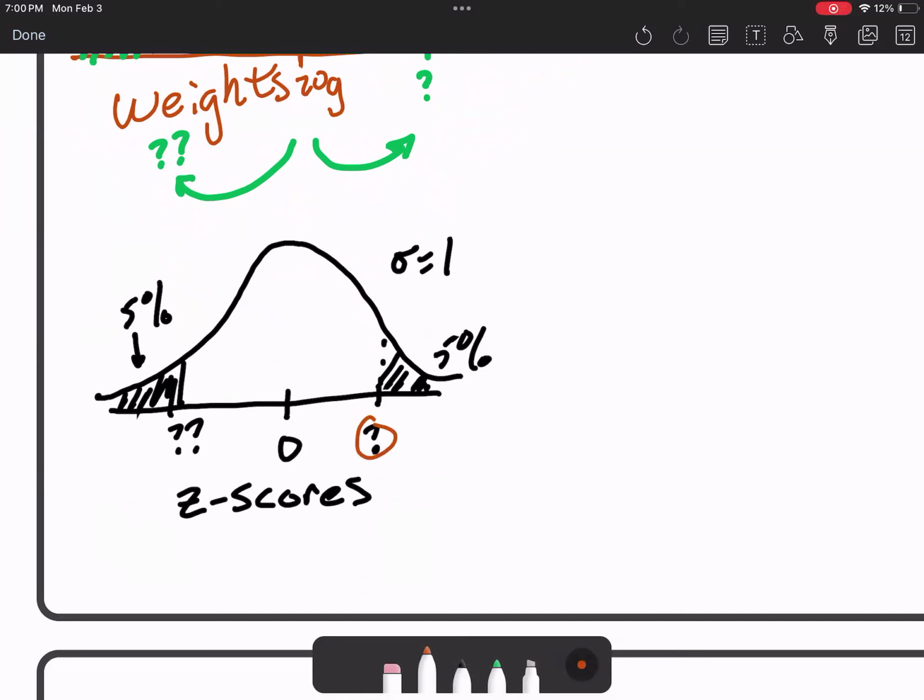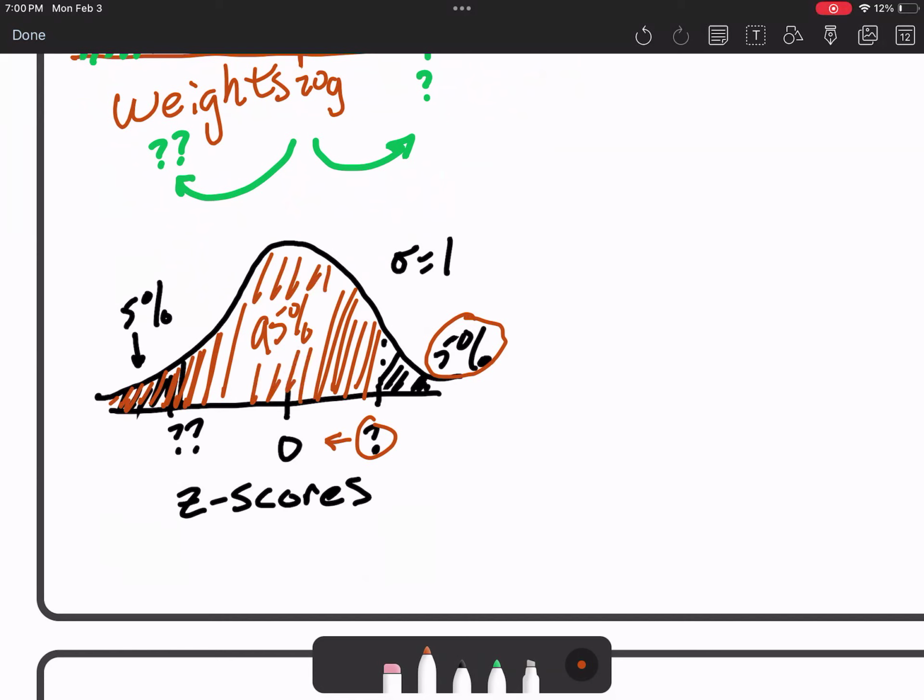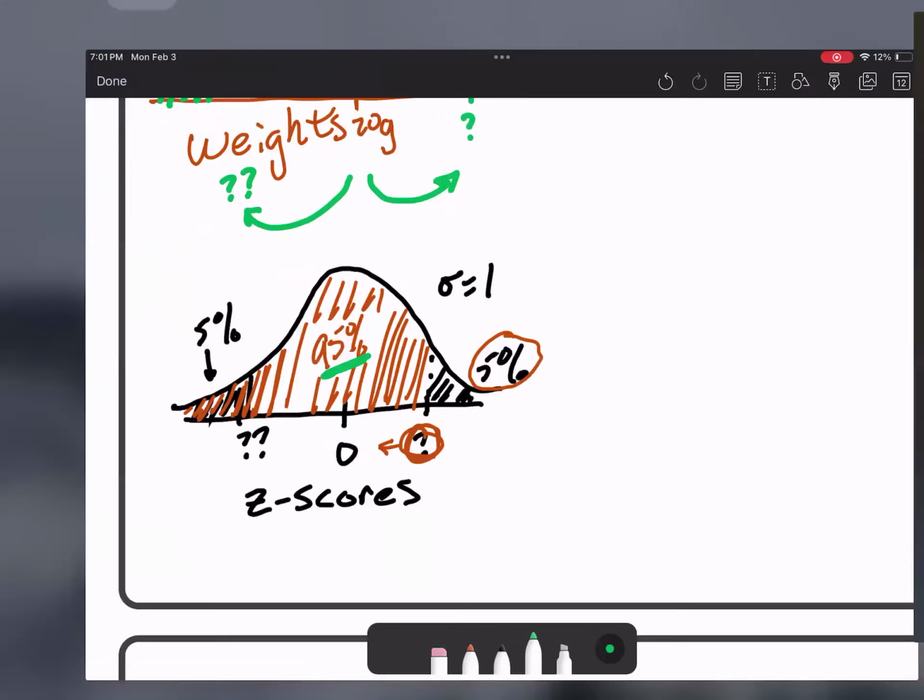The table that we're given is areas to the left of z-scores. So if we have 5% to the right of this z-score, then to the left, we must have 95%, because we know the whole area has to add up to be 100%. So this z-score right here has 95% to the left of it. Let's go to our table.